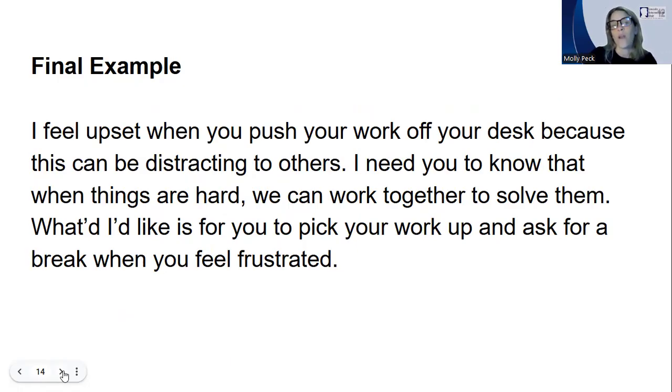I feel upset when you push your work off your desk because this can be distracting to others. I need you to know that when things are hard, we can work together to solve them. What I'd like is for you to pick your work up and ask for a break when you feel frustrated. So you can see my fingers are going up because I wanted you to see that I was identifying those five pieces from the affective statement equation.